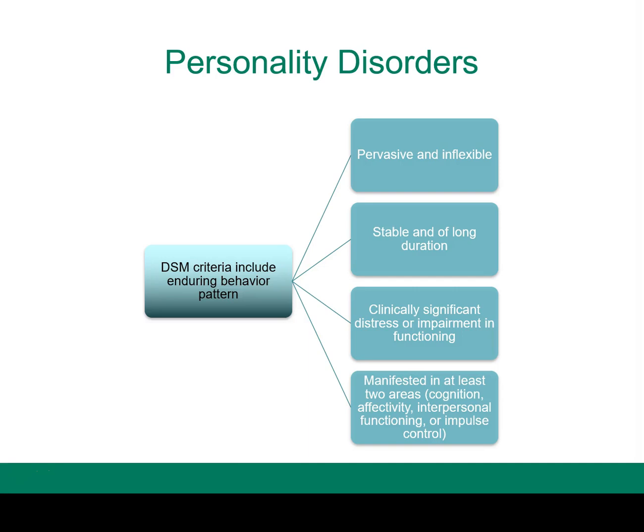Okay. The DSM criteria include behaviors such as pervasive and inflexible, stable and of long duration, clinically significant distress or impairment in functioning, and then manifested in at least two areas. And those areas could be cognition, affectivity, interpersonal functioning, or impulse control.